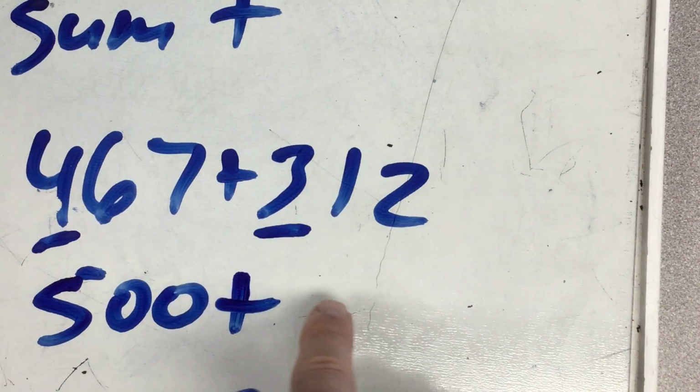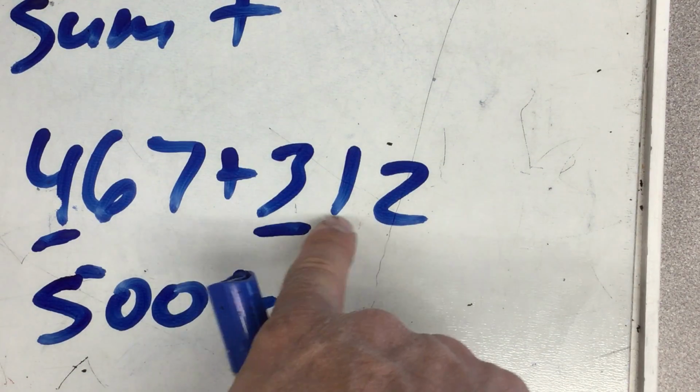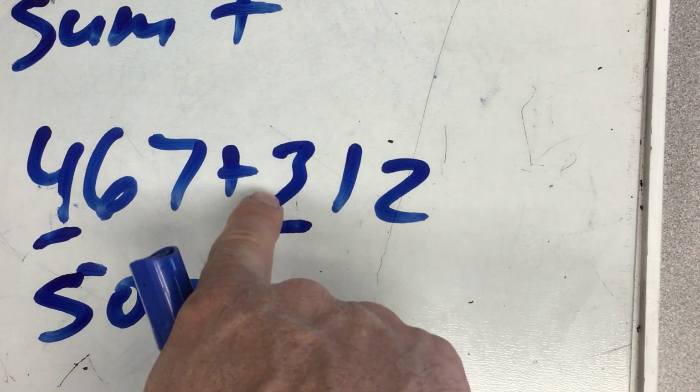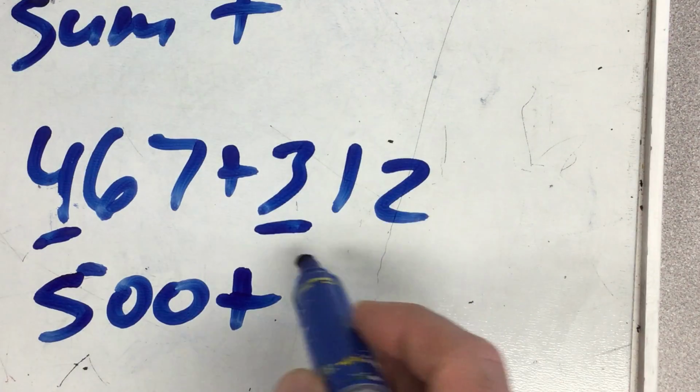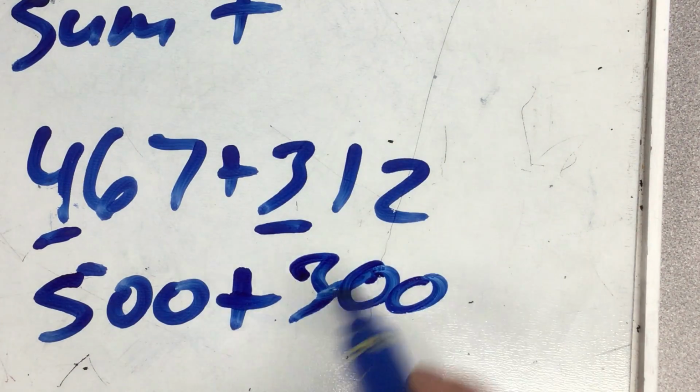And then I looked at this one and I looked to the right. Was it 5 or above? No. So I kept it as a 3 and made 300.